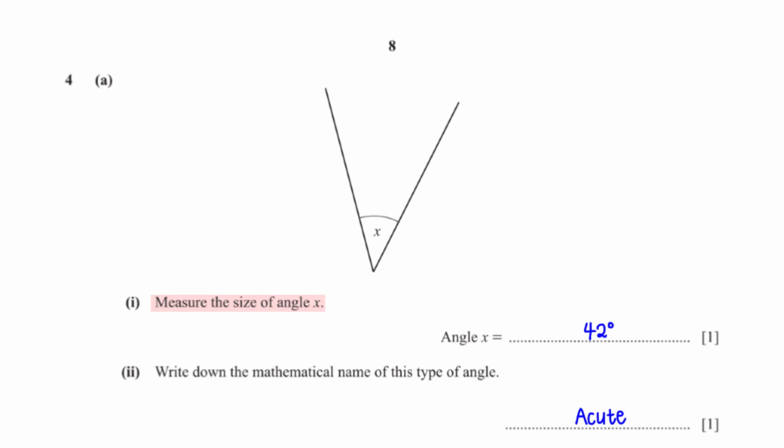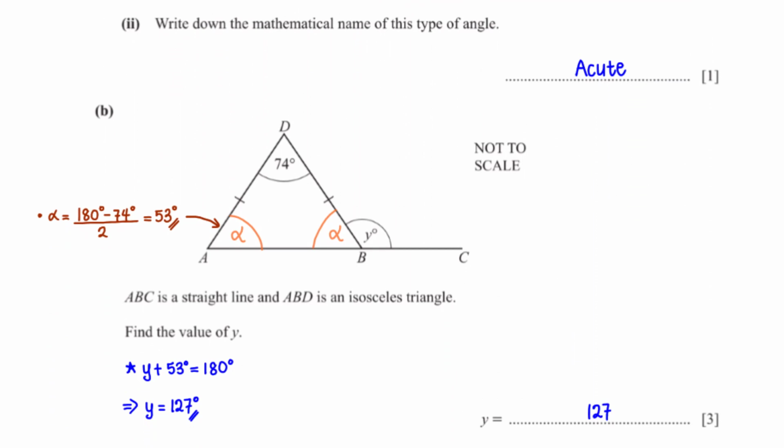Measure the size of angle X. Using a protractor, when we measure angle X, we get 42 degrees. Write down the mathematical name of this type of angle. Since 42 degrees is less than 90 degrees, it is an acute angle.